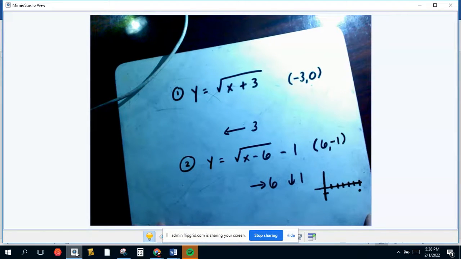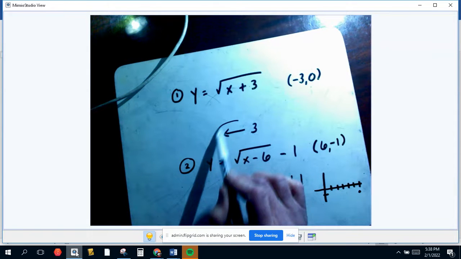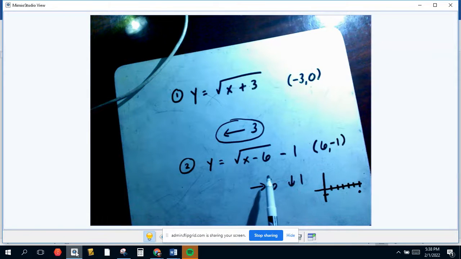The problem asked, describe the transformation. So sort of crudely here, it goes left 3. More technically, it goes horizontal left or horizontal shift 3. This one goes right 6, down 1, or you could say horizontal shift 6, vertical shift down 1. Okay, so that's the shifts.